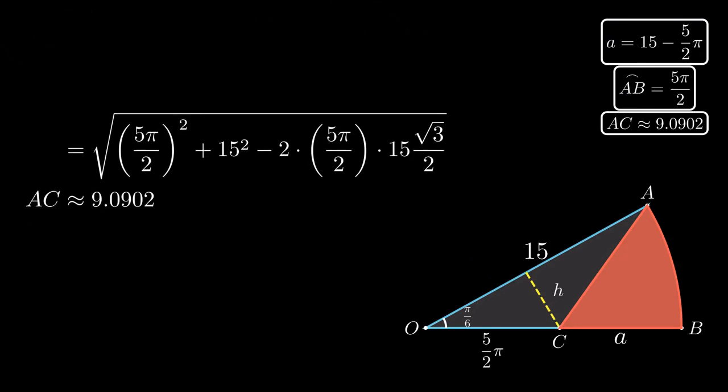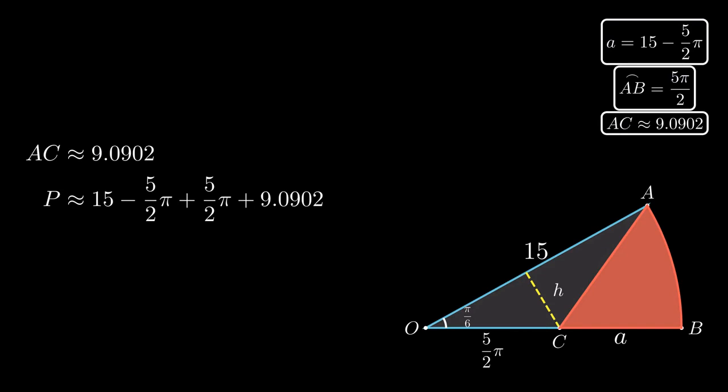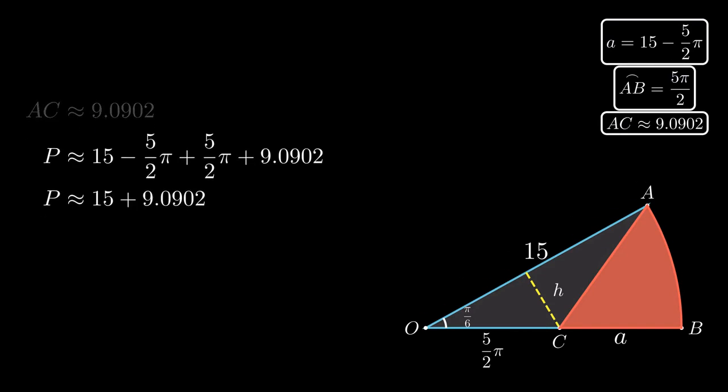All right, and that's basically it. You've got to just add up 3 pieces. Very conveniently, the 5 over 2 pi's cancel. That's nice. That's a good thing to point out, I guess.